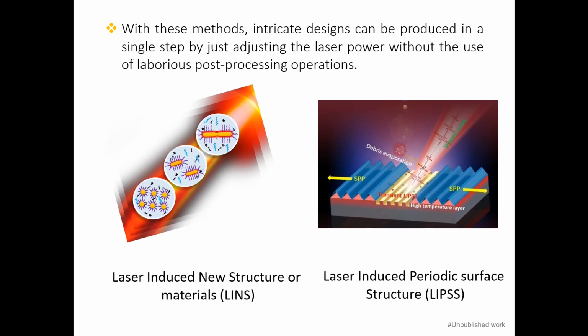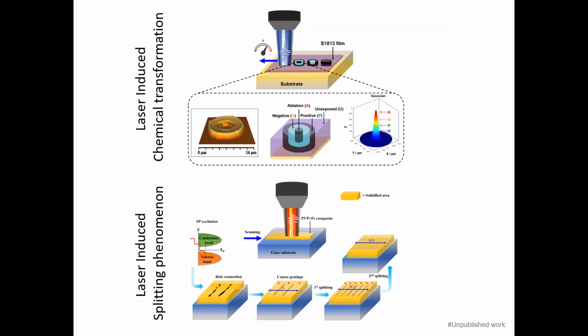And here we come to the laser induced periodic surface structures. When we use the wavelength with the dopant material, the subwavelength periodic surface will be created. So this is a well-known phenomenon. I'm mainly focusing in this talk on these laser induced new structures and new materials. And coming to laser induced chemical transformation, this is one of our recent works, and another example is the laser induced splitting phenomenon. This is also a recent work which was done by our graduate student.